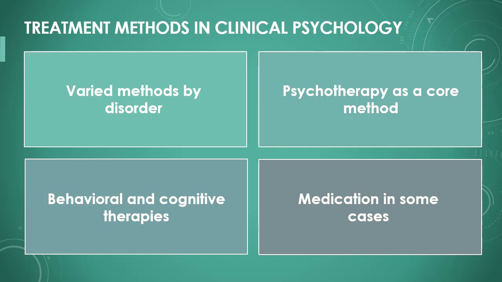There are various treatment methods in clinical psychology, depending on the disorder. A common method is psychotherapy, in which the patient talks to a psychologist to solve their problems. Behavioral therapy and cognitive therapy are also widely used. In some cases, medications are additionally prescribed.